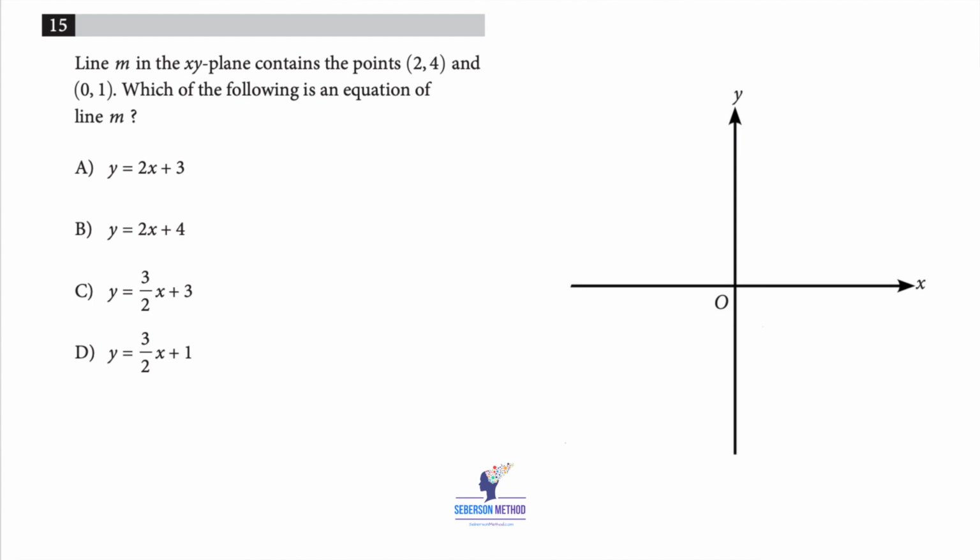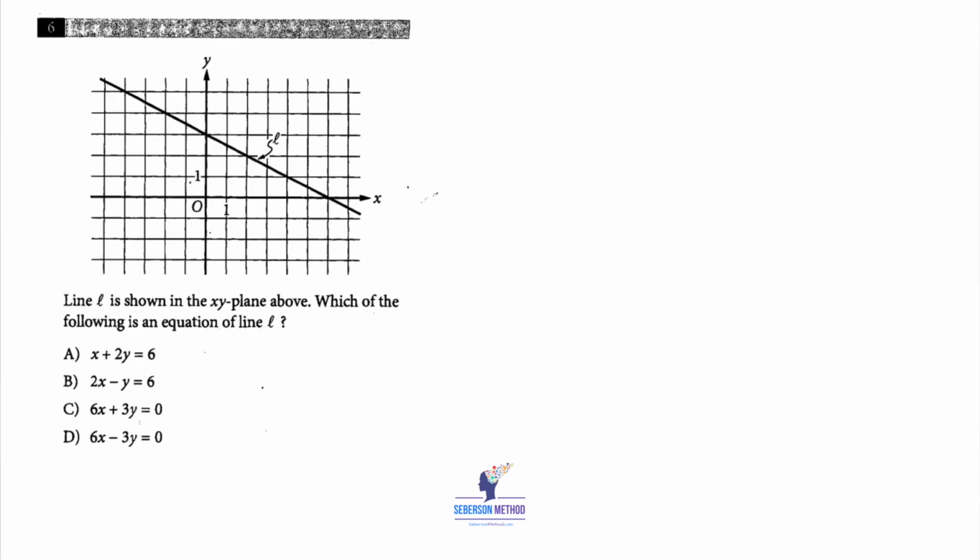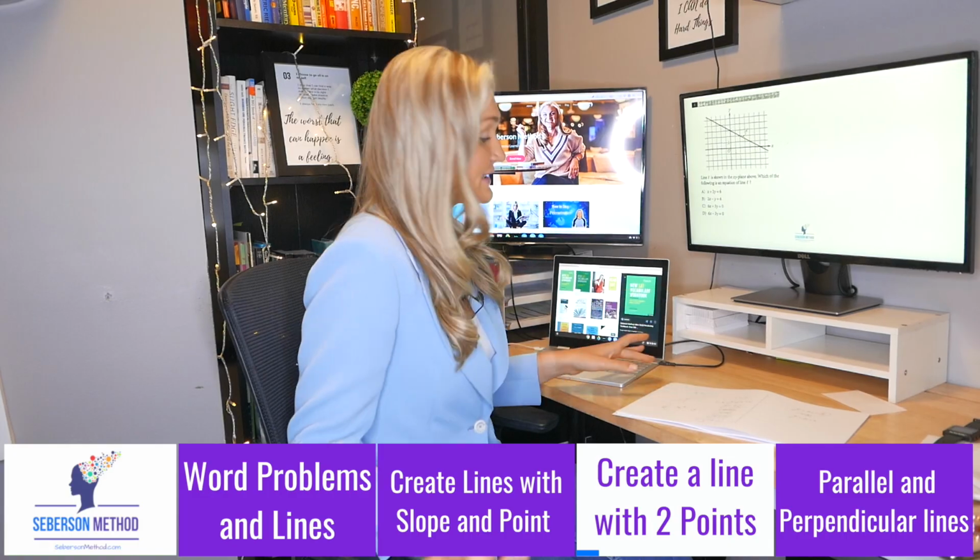They can just give you 2 points, like here in problem number 15, they tell you that it's 2, 4 and 0, 1. 0, 1 means 1 is your b, your y-intercept. And you can just take a look at these answer choices, and it's very clear that the answer is D, because that's the only one that has a y-intercept plus 1. Or they can give you the points, and they can present it to you in a graph. They don't necessarily tell you what the points are, but you can figure out that this is going to be 0, 3, and this is going to be 1, 2, 3, 4, 5, 6, that this is going to be 6, 0.